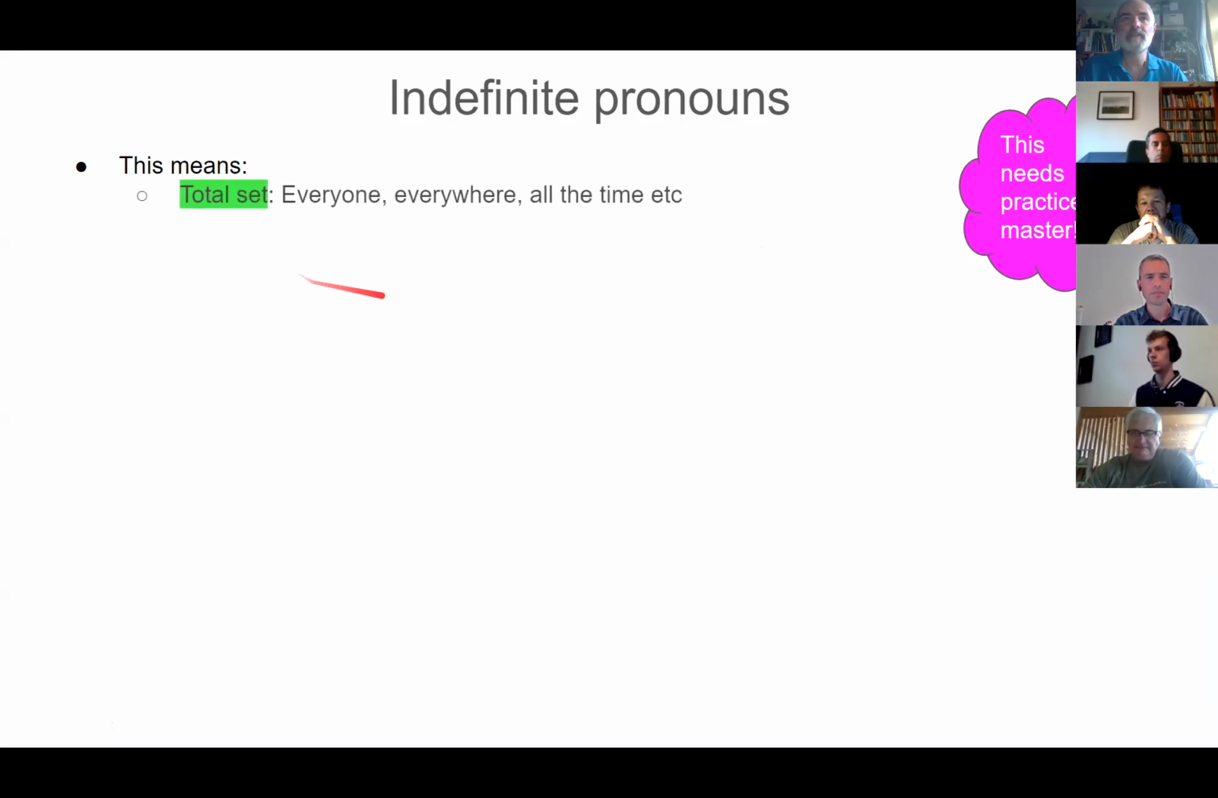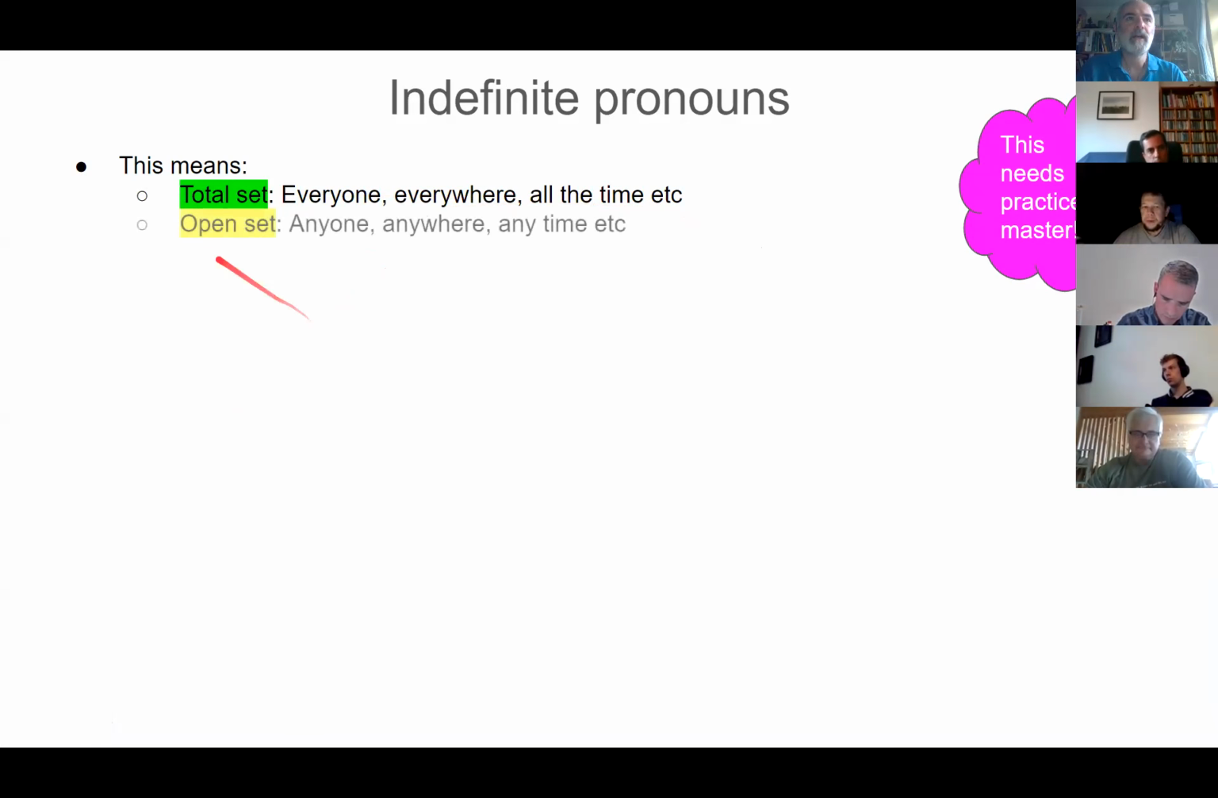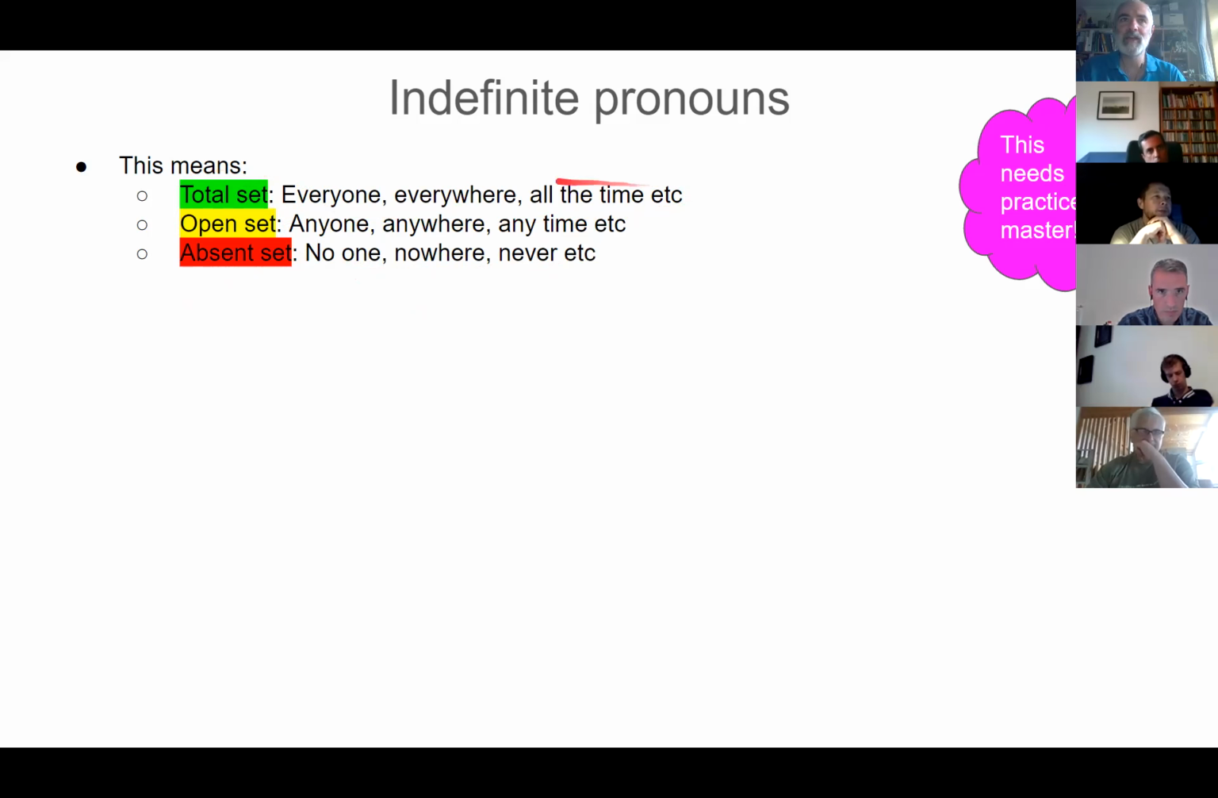So within the range of indefinite pronouns, there is what's called a total set, which means examples like everyone, everywhere, all the time. So this is inclusive. An open set, which is like anyone, anywhere, anytime. And what's called an absent set, which is no one, nowhere, never. Now, like I said, it's not important to remember exactly these English definitions, but it is important to remember that there's this kind of includes everything, includes nothing, and this means can include anything. There's this kind of intermittent interstitial one.